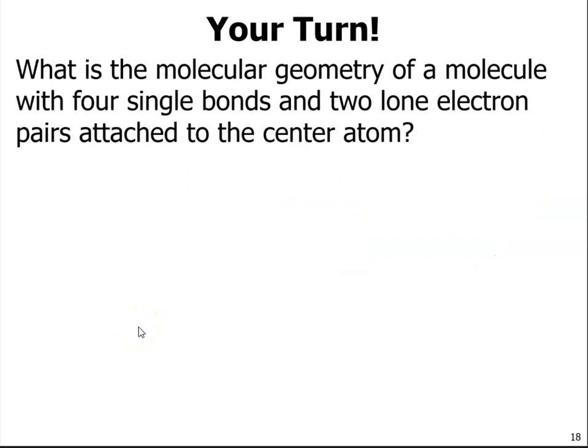Here's another question I'd like you to answer, bring to class, or post in Blackboard. What's the molecular geometry of a molecule with 4 single bonds and 2 lone pairs of electrons attached to the center atom? So you'll have to go back to what we talked about, look at those different things, draw it out, and figure out which is the correct name of that geometry.